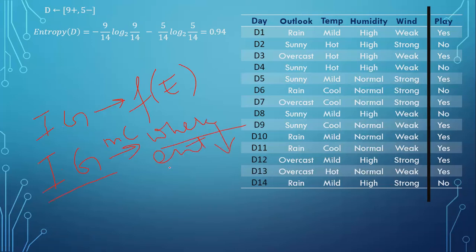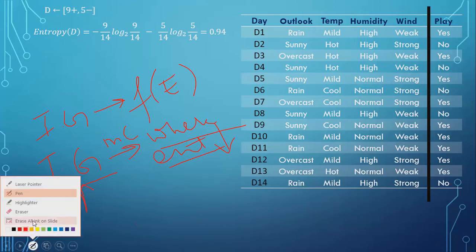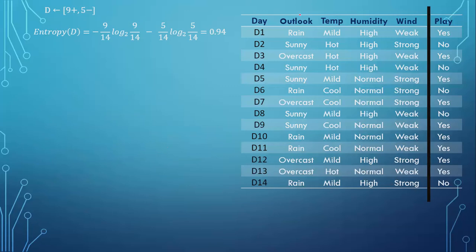Okay, what does that mean? It means that the column for which the summation of the entropies is minimum, for that column the information gain is maximum. So this will be clarified when we solve the example. Okay, so for that, first we will calculate the information gain of each and every column.